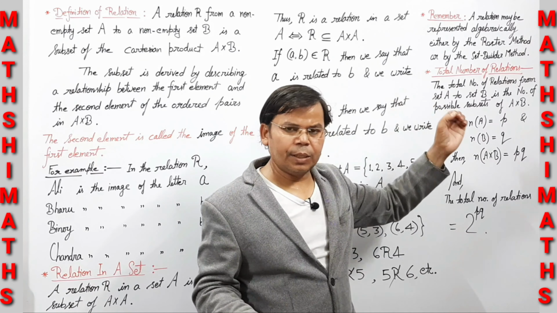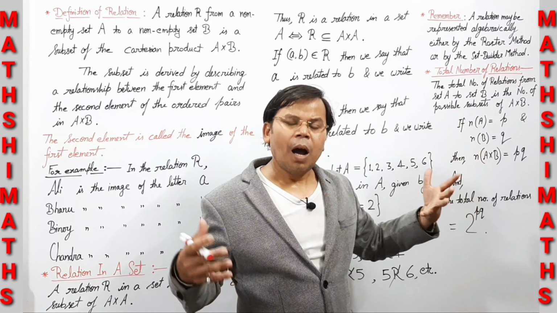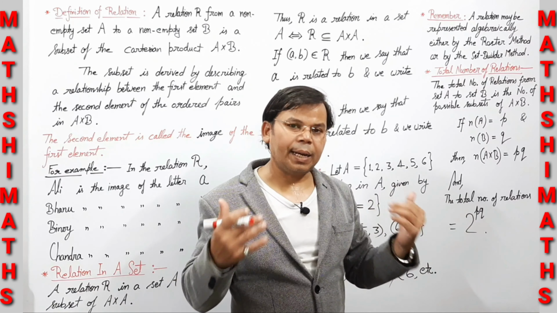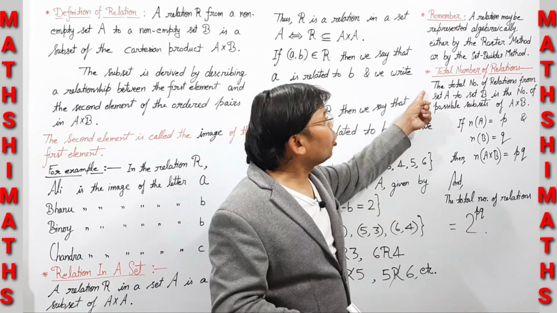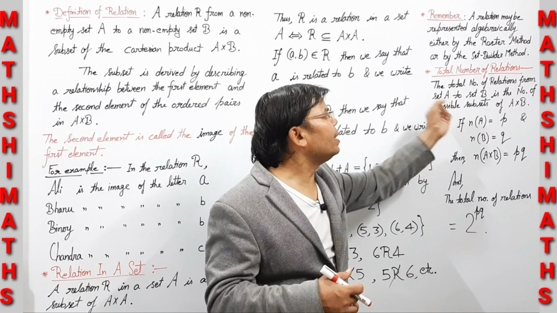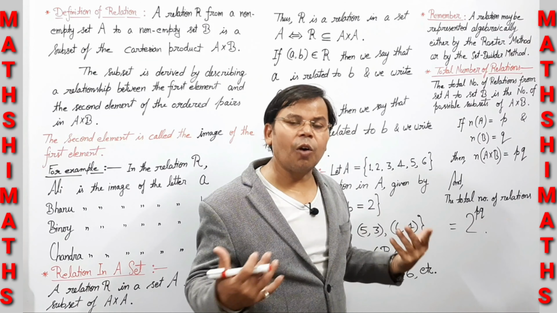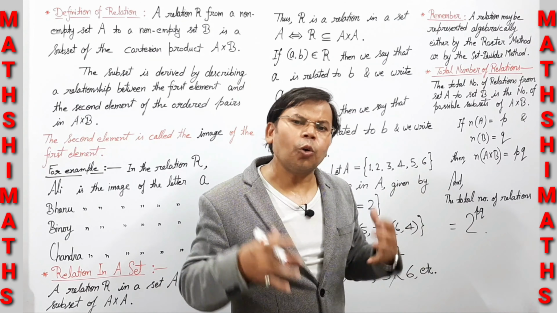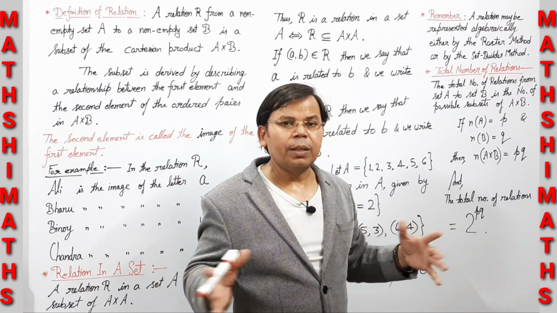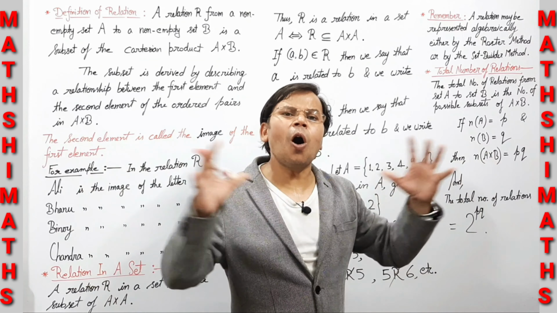Total number of relations. How many relations we can get from the Cartesian product A multiply A or A multiply B? The total number of relations from set A to set B is the number of possible subsets of A multiply B. The total number of relations from a set A to set B is the number of all possible subsets which we get from the Cartesian product of A and B.